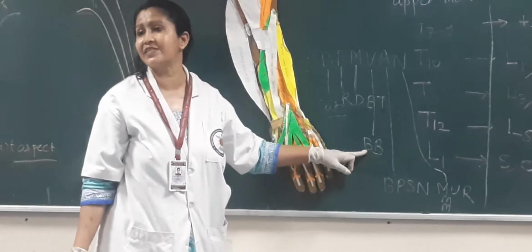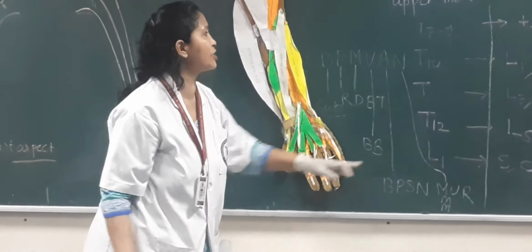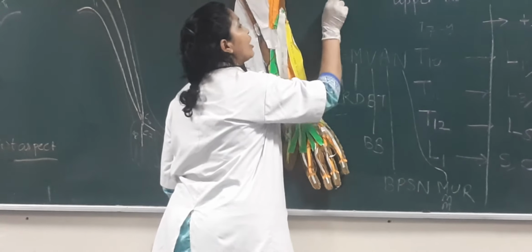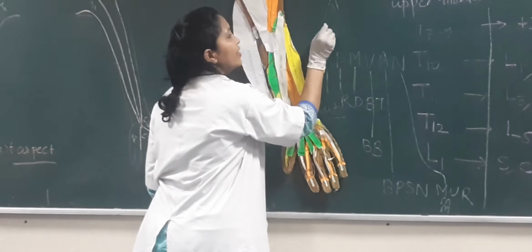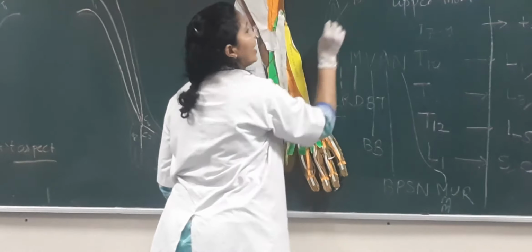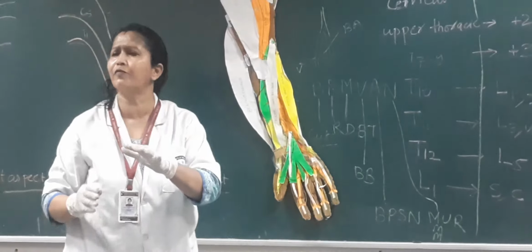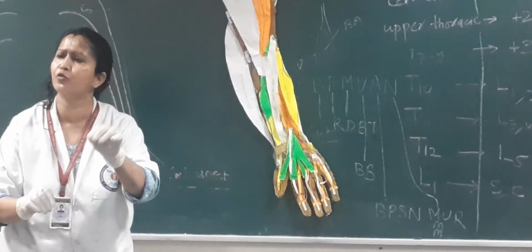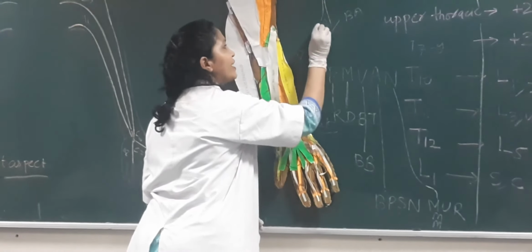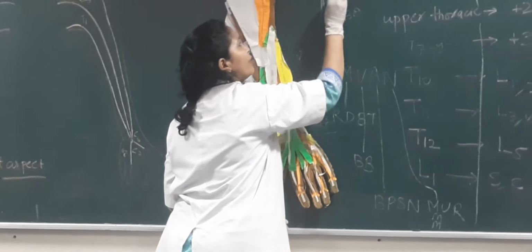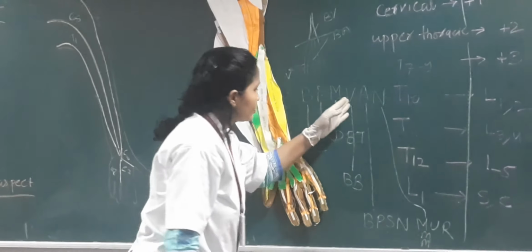The basilic vein pierces the deep fascia at this level only. And the brachial vein is formed by the union of two venae comitantes into one. Suppose this is the brachial artery, and by its side are the venae comitantes, which come in a pair. Veins which come in a pair are known as venae comitantes, which run together. They unite to form the brachial vein at this level only. So this is about the vein.